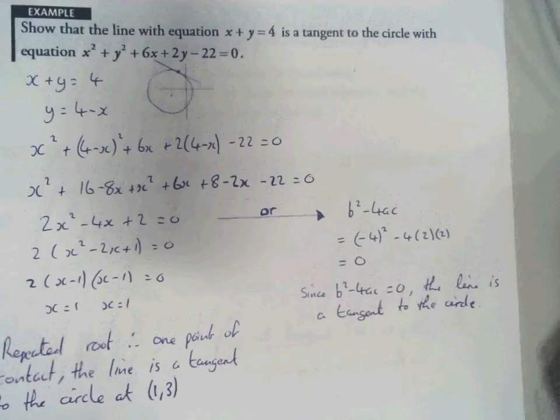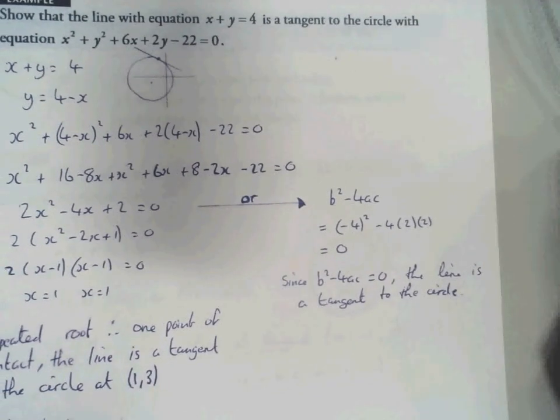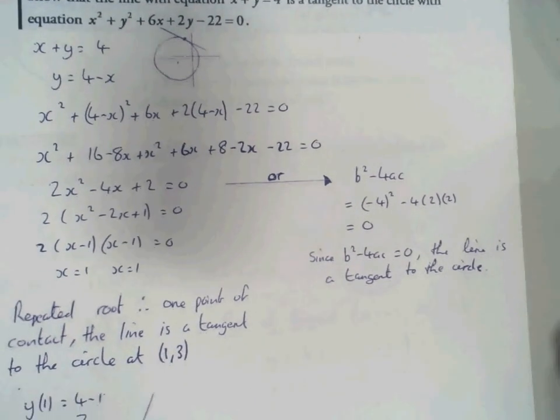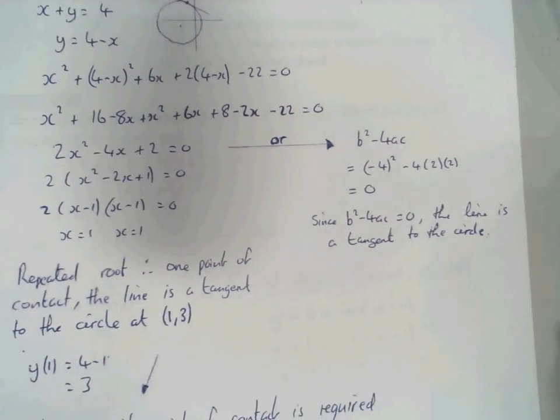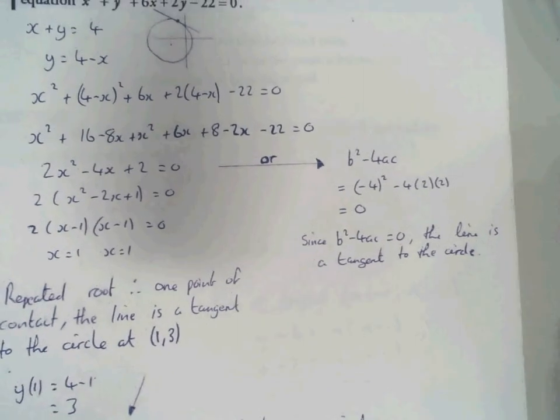What we could have also done at this stage is look at b squared minus 4ac, and if that is equal to 0, then that will give us a repeated root. Therefore, the line will be a tangent to the circle. So substituting our values of a, b, and c, we do indeed find that it is equal to 0, and then we just need to make our statement afterwards. Again, generally speaking, guys, you are asked to find the point of contact, so I would do it this way most of the time, unless it's something really nasty that doesn't factorize too well.